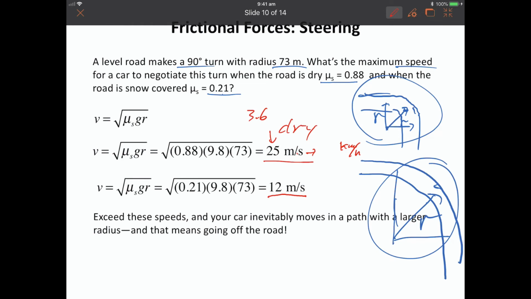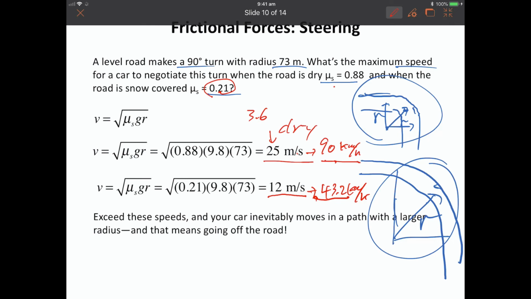So 25 times 3.6 is 90. So you're doing 90 kilometers per hour. If it's 12, multiply 3.6, that's 43.2 kilometers per hour. Now what it means, for the same tire and same road, because the coefficient is different: when it's dry, your maximum speed for the same turn is 90 kilometers per hour. When it's wet or snow, it reduces to 43.2.